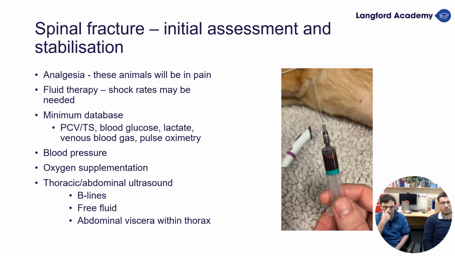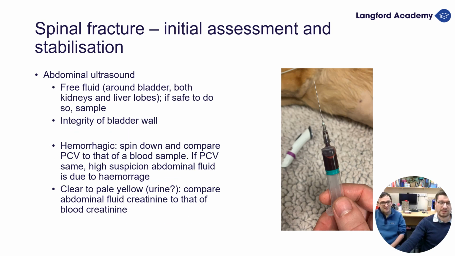And on the right, you can see evidence of some of what you can find in patients with polytrauma. This patient has a hemoabdomen where you've just sampled it. You see there's a large amount of hemorrhagic fluid in the abdomen. As Gareth pointed out, the picture on the right is an abdominal centesis sample which shows blood. In these cases, what's really important is to spin it down and compare the PCV to that of a central sample. If the PCV of the abdominal fluid and the central sample are similar, you'd have a high suspicion of an abdominal hemorrhage.